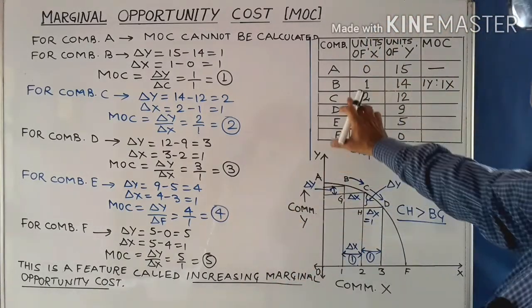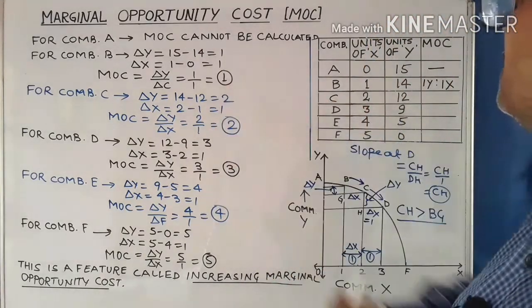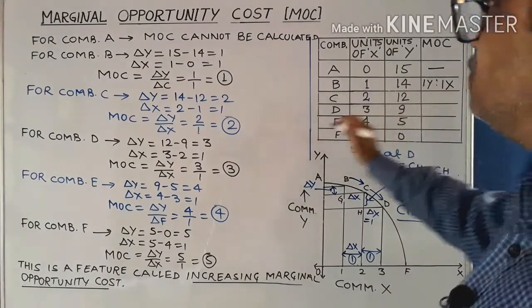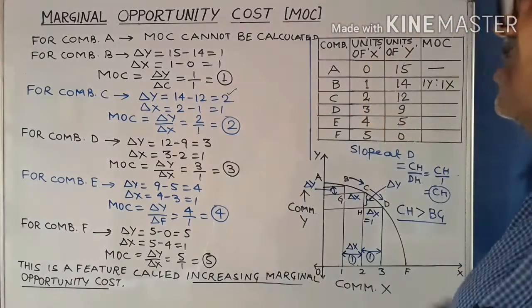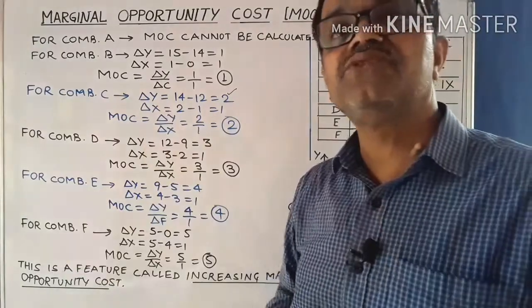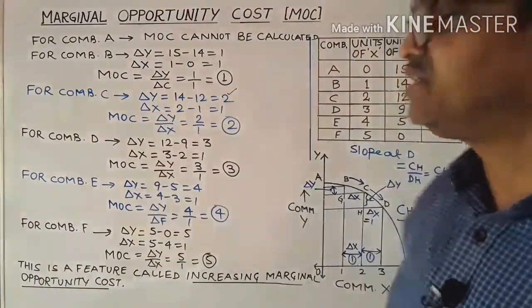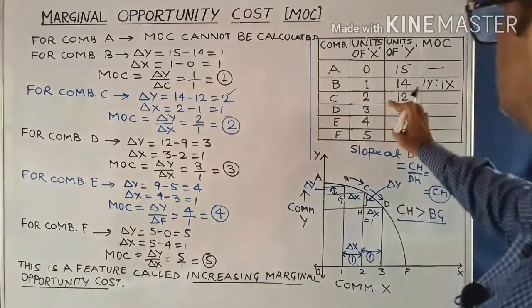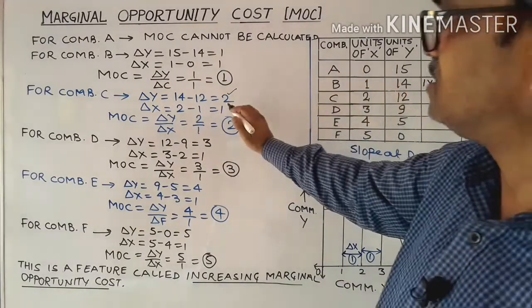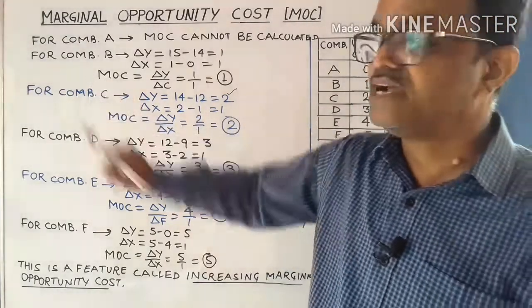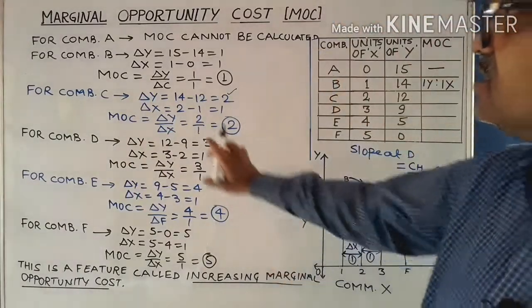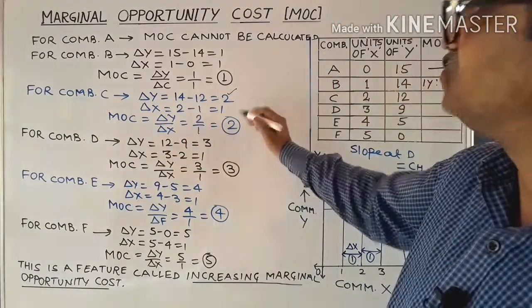Similarly, look for this combination C. For this combination C, the difference is 14 minus 12, that is 2, that is delta Y. Number of units sacrificed of Y is equal to 2, and units gained of commodity X is 2 minus 1, that is 1. And what is MOC for this combination C? That is delta Y by delta X, that is 2.